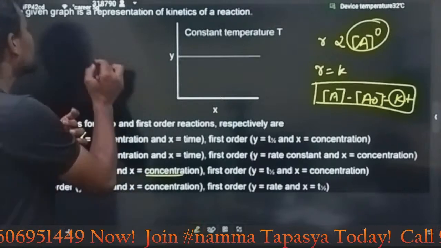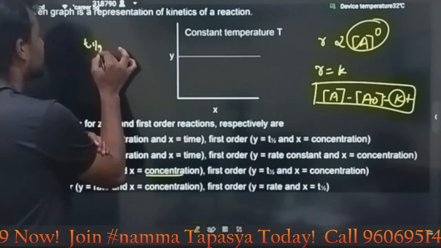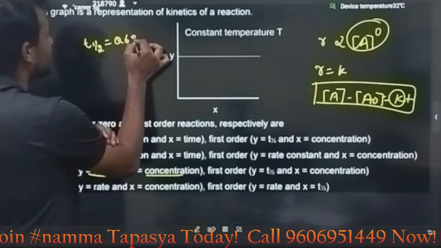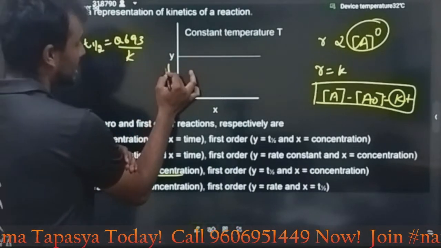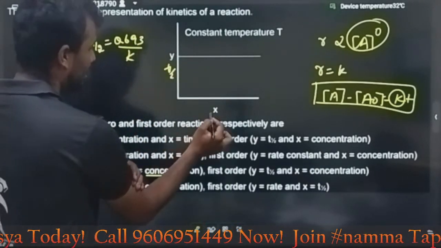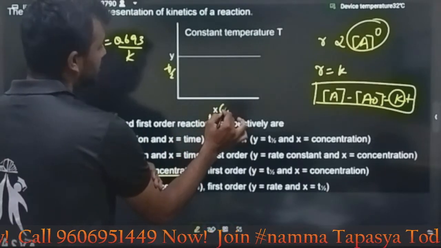Look here, we also have another important relation of t half for the first order reaction, 0.693 by K. Here we have t half in the case of this one. Here you have the concentration.